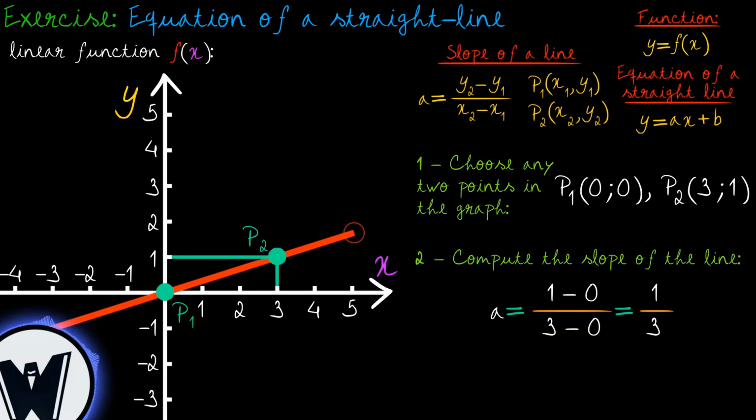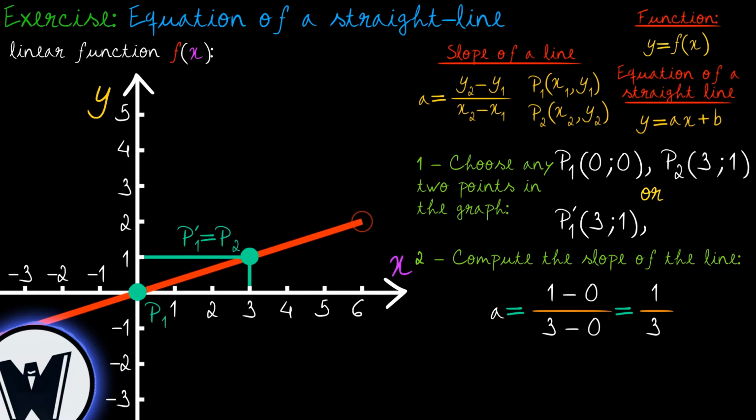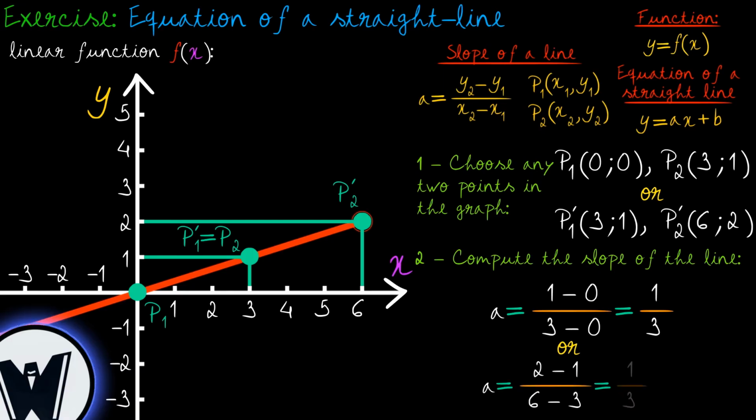Note that we could also have chosen another point other than the origin. For example, to better illustrate and visualize the slope, let's consider 2 new points in which P1' coincides with P2, previously defined, and the other, P2', has coordinates 6 and 2. Since this is a straight line, we will obtain the same slope no matter what points we choose from the graph of function f.